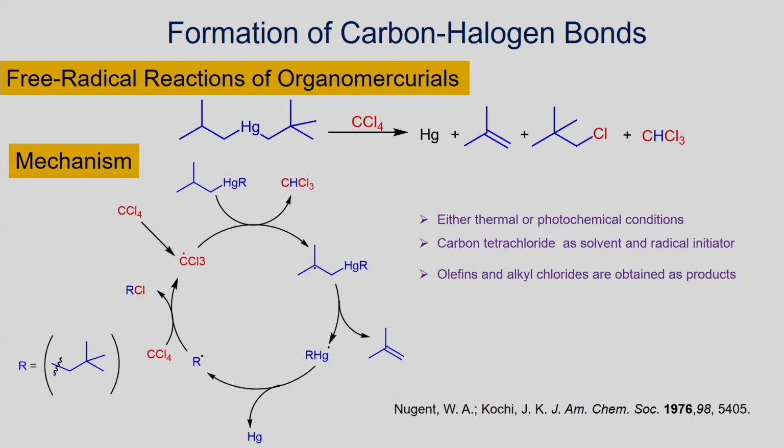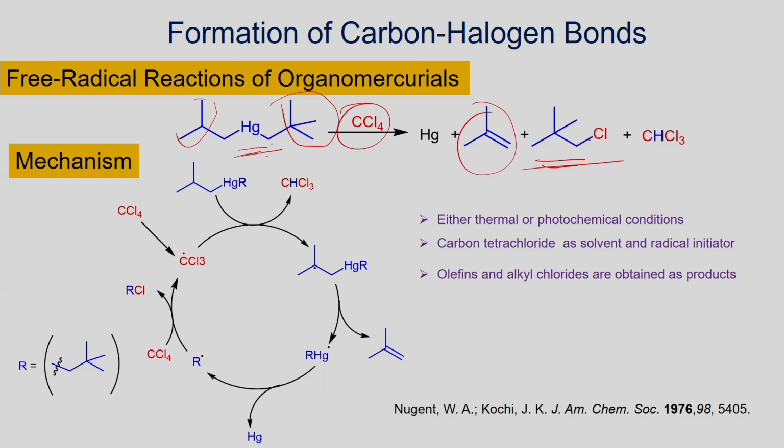Now, let us look at another example, also for the carbon-halogen bond formation. In this reaction, you take this organomercury compound, which has two different substituents on this side. When you react it with this compound in CCl4, you will be able to get an alkene as shown here.